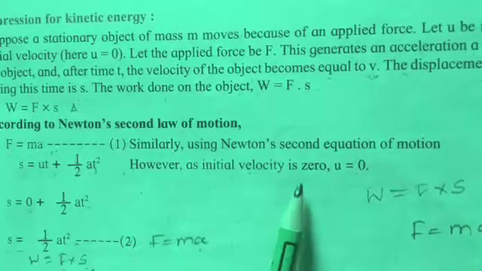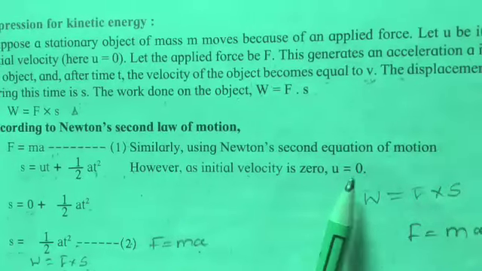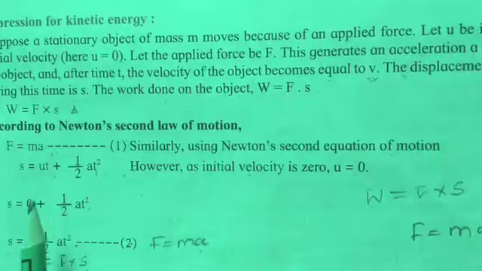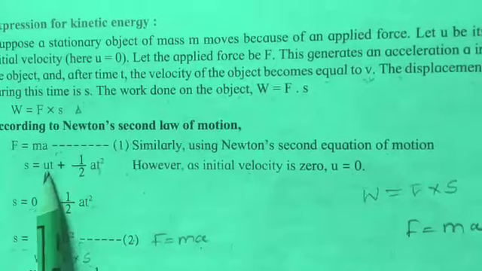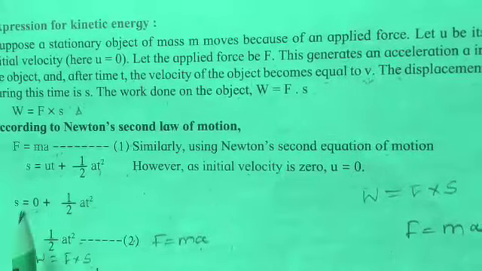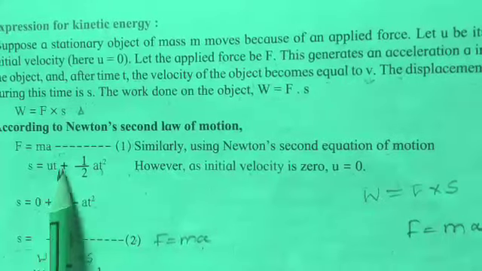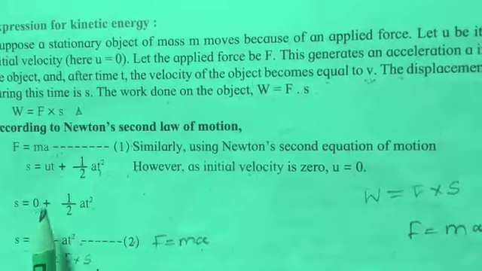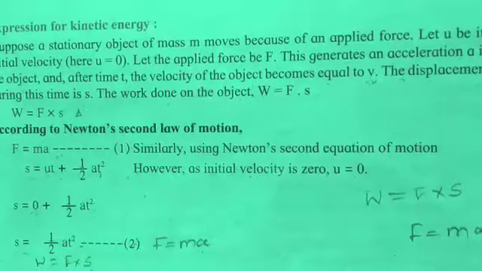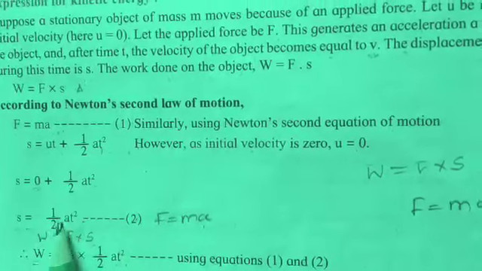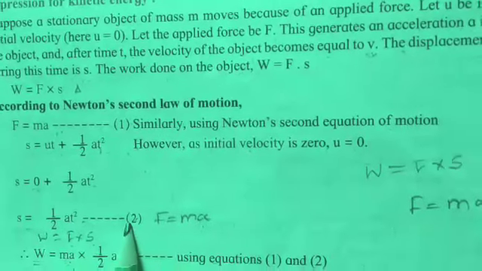Initially, the velocity is 0. That means u is equal to 0. Now, substituting the value u is equal to 0 in this equation, you will get s is equal to u into t, that is 0, so 0 plus 1/2 at square. Now s is equal to 1/2 at square. This is your second equation.